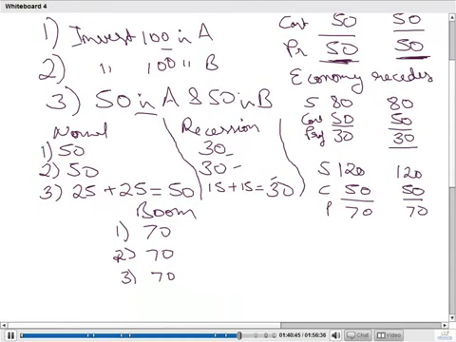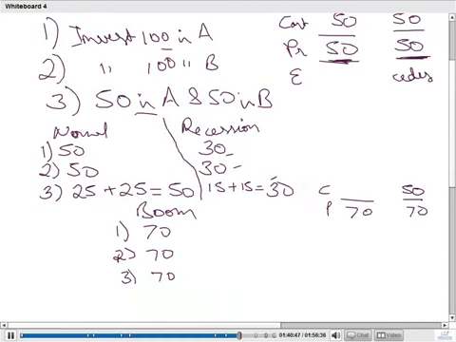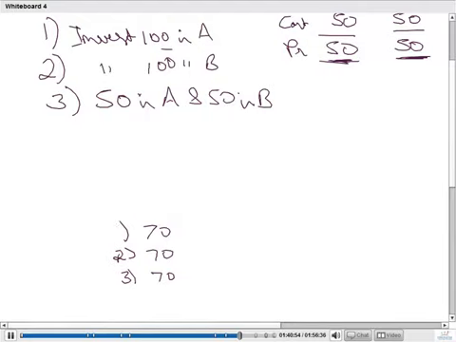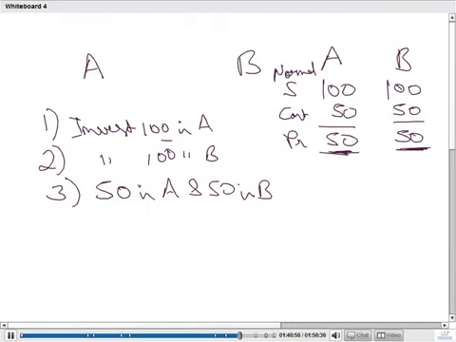Now let's assume that fashion designer A meets with an accident and she is not able to design clothes anymore. The economy is still normal. There is no recession or boom. But what has happened is that fashion designer A has met with an accident and unfortunately she can't work anymore. She can't design clothes anymore.